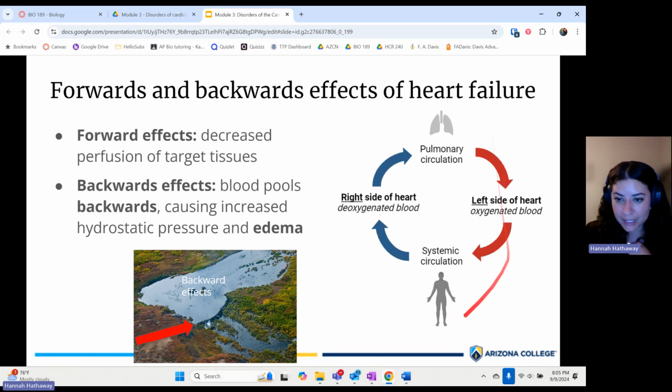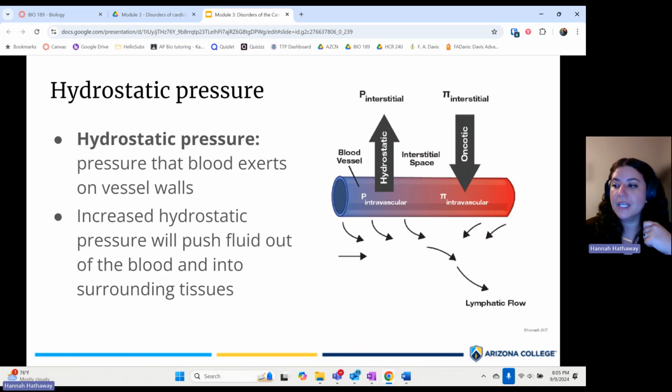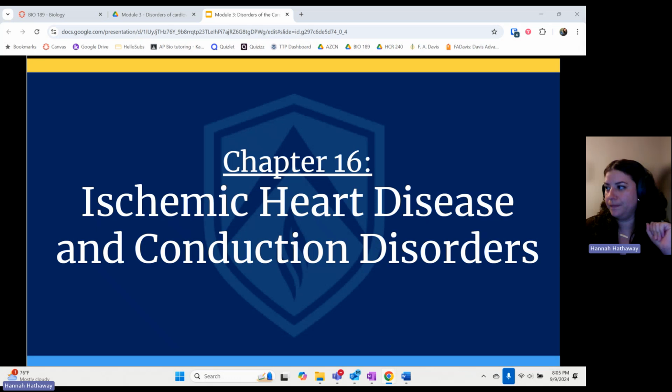That's why I said draw this picture so you have one less thing to think about. Maybe even write on your scratch paper: forward effect equals decreased perfusion, backwards effect equals edema. That will help you logic your way through a lot of these signs and symptoms. It's going to be a way easier way of remembering everything than trying to cram it all into your brain. Okay, we're doing great. So we're going to keep on going. I believe in you. Next chapter is chapter 16, which is ischemic heart disease and conduction disorders.